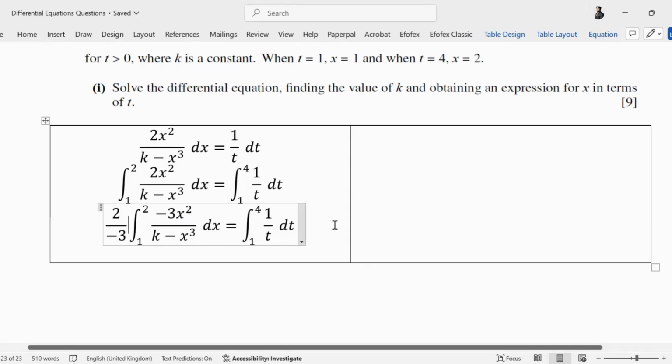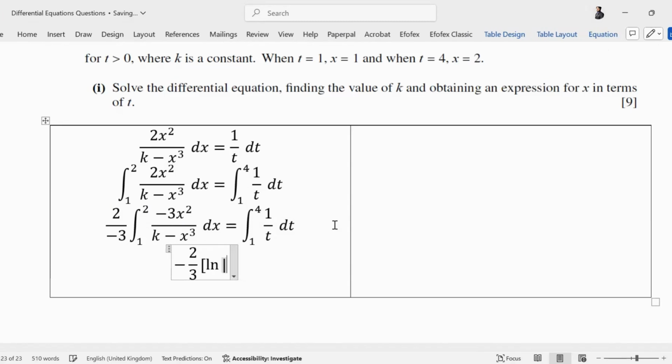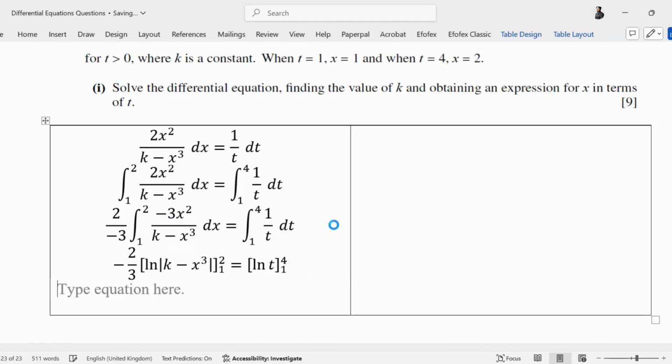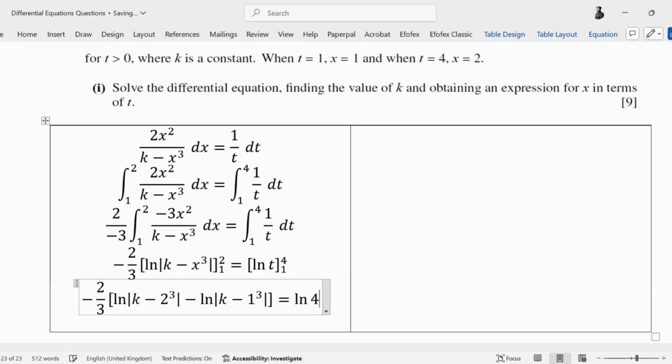Now be very careful with the steps. I'll say minus 2 upon 3 and ln of k minus x cubed is the integral, with the upper limit being 2 and the lower limit being 1, and ln of t is the other integral, with 4 being the upper limit, 1 being the lower limit. Now let's plug in the limits. Minus 2 upon 3 ln of k minus 2 cubed minus ln of k minus 1 cubed is equal to ln 4 minus ln 1.